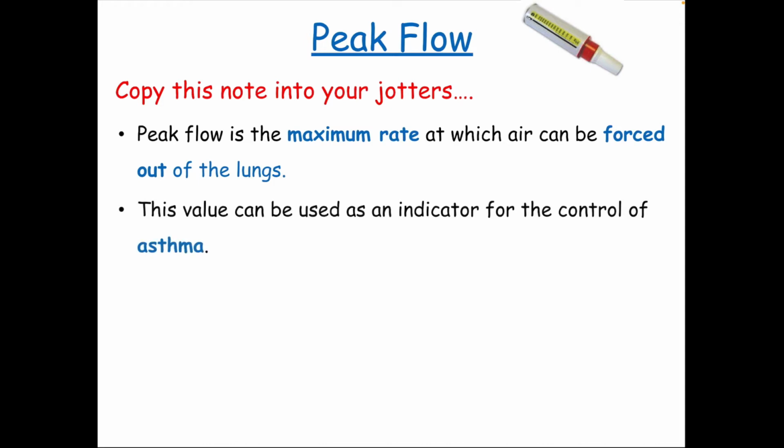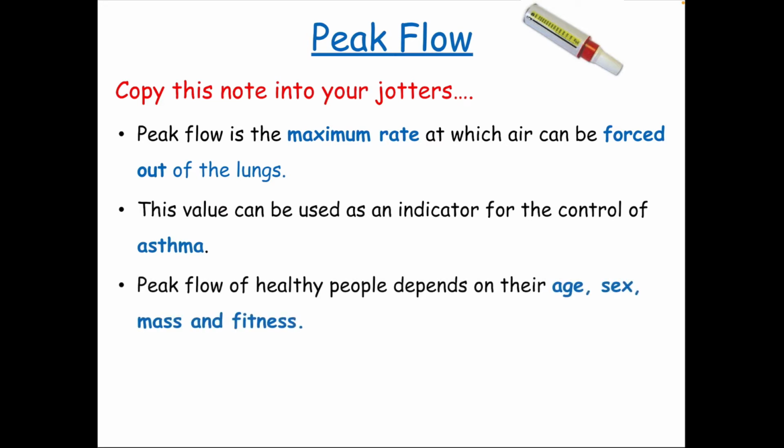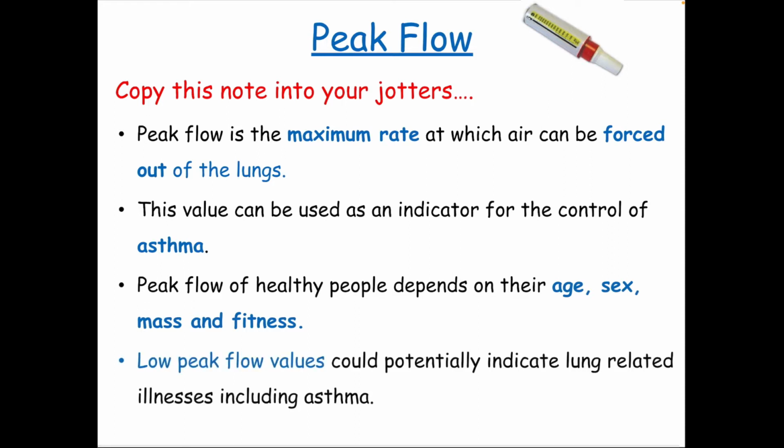We can use this value as an indicator for the control of asthma. So basically, if you're asthmatic, you have a lower peak flow. So this is a way of finding out if somebody has damage in the lungs, such as the condition asthma. So your peak flow, if you're healthy, depends on a few different factors, such as your age, your gender, your mass, and your fitness. Low peak flow values could potentially indicate that you have some lung-related illnesses, and this includes asthma. In the top right there, you can see a peak flow device.